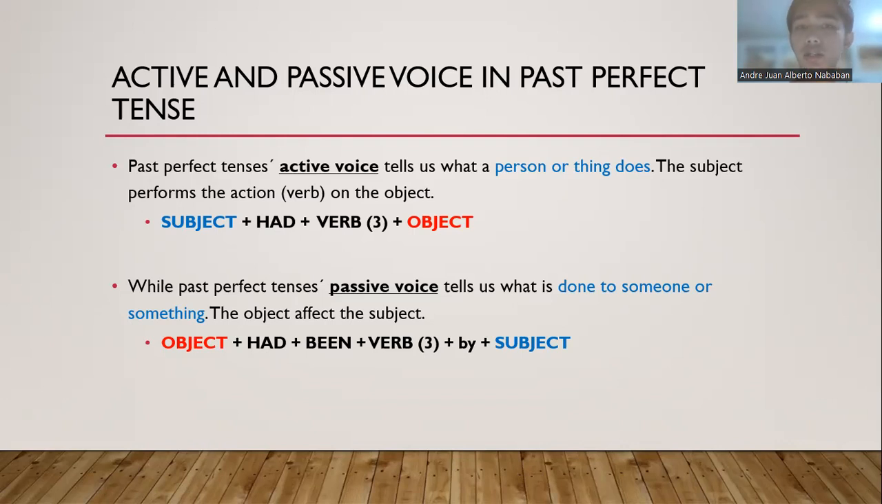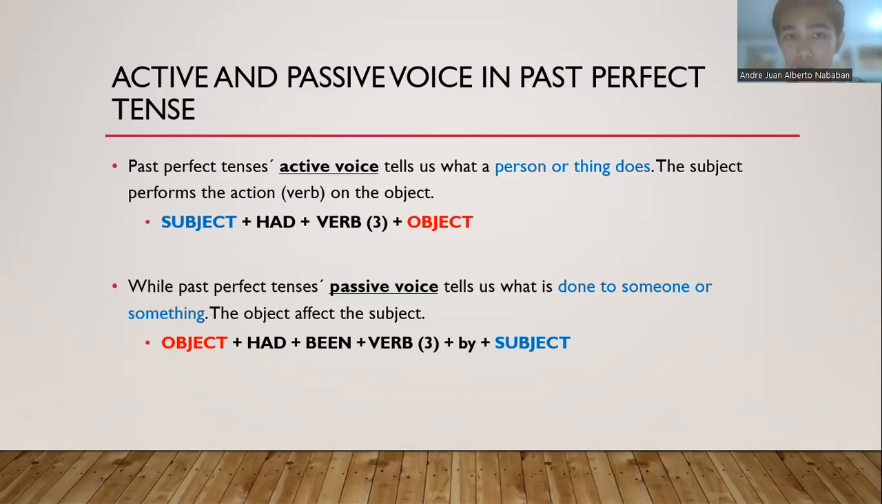So in the active voice, the subject performs an action described in the verb to the object directly, like an active sentence, like an active situation. And the formula is subject plus had plus verb 3 or past participle plus object. While the past perfect tense's passive voice tells us what is done to someone or something.